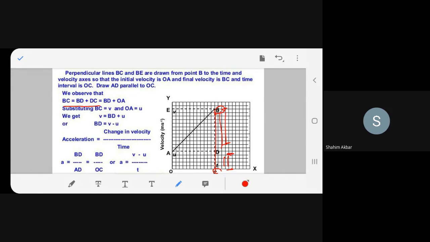I will keep BD as such. Now what is DC? Now see over here. Again I mark. This is DC. Now DC is equal to OA, yes or no? Again parallel. So DC is equal to OA. So instead of DC, we write OA. Yes?